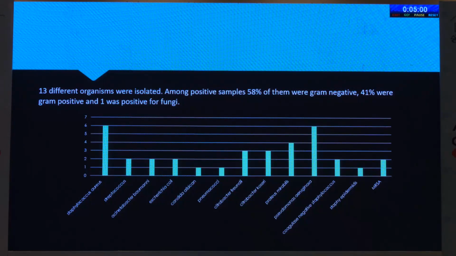13 different organisms were isolated. Among positive samples, 48% of them were gram negative and 41% were gram positive.